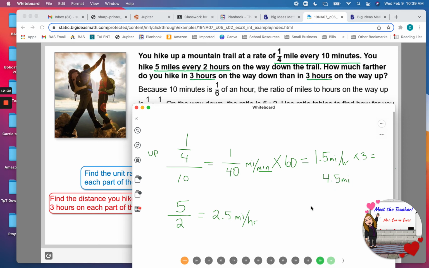Right? Okay, and then we got to multiply this times 3 to go down. Sorry, this was on the way up. What is 2.5 times 3?